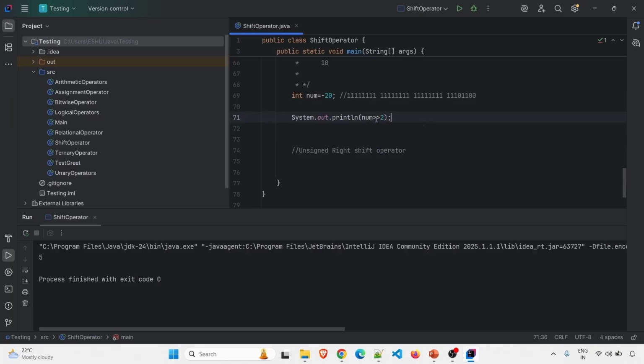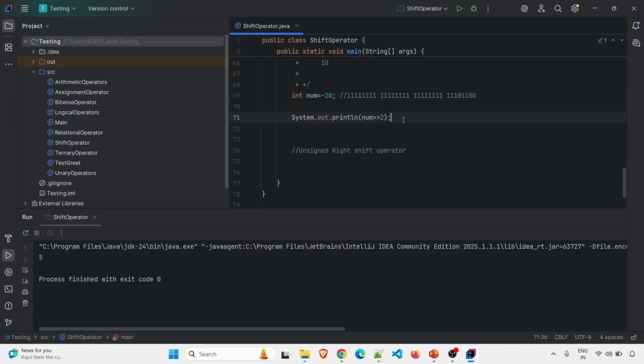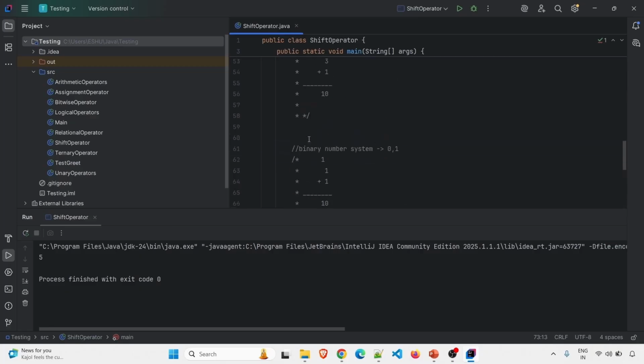In case of signed, this is a signed number. Signed means this is a negative number. So in case of a negative number, if we are doing a right shift operator, obviously we will take this binary representation and shift it to the right side. But instead of adding 0 here, which we were adding in case of a positive number, in case of a negative number we have to add 1 after shifting the binary bits.